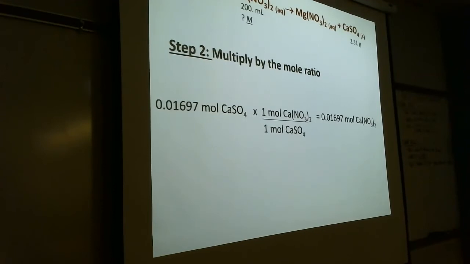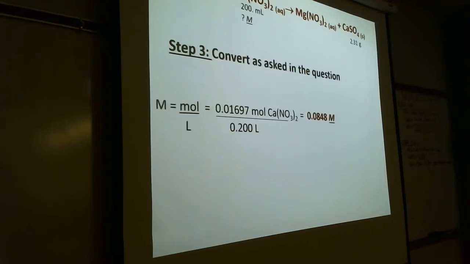Okay, now in step 3, we're going to do step 3 slightly different, right? Because now we know moles and we know volume. How will we get molarity? What is the formula for molarity? Moles over liters, right? So don't forget to convert milliliters to liters, right? 200 milliliters is 0.0200 liters. 3 sig figs in my answer.